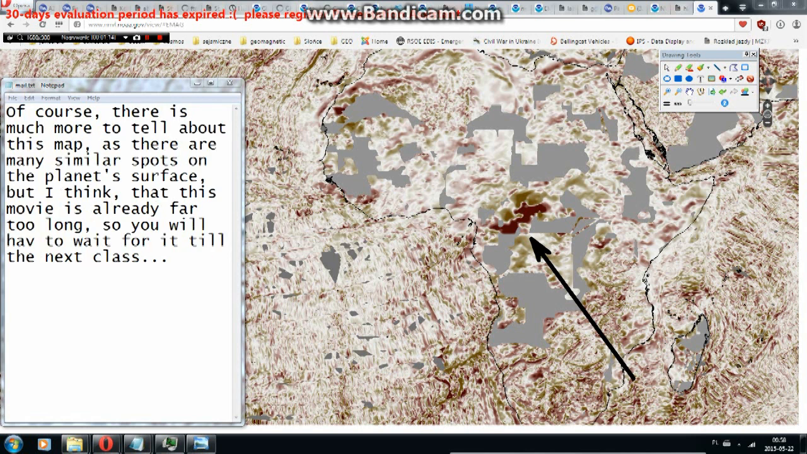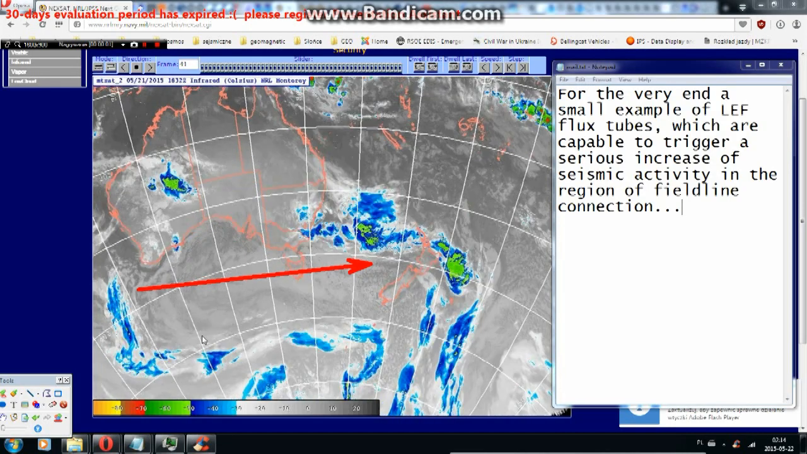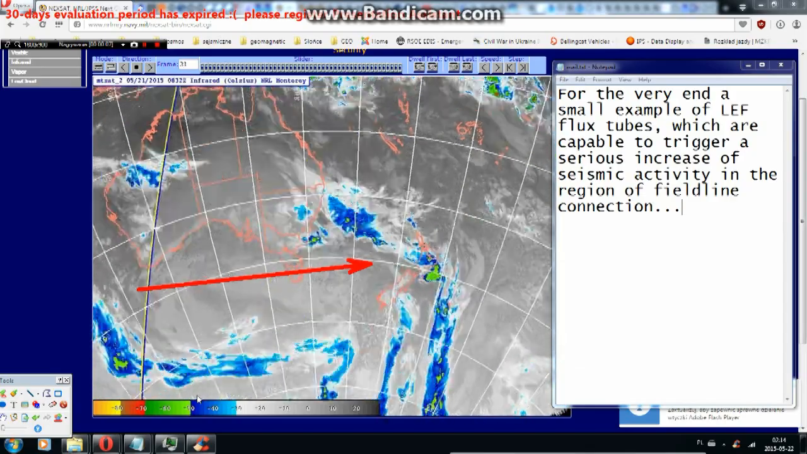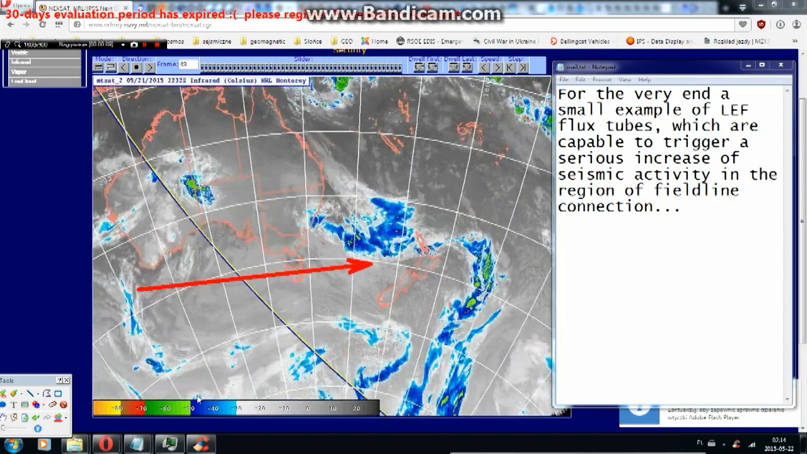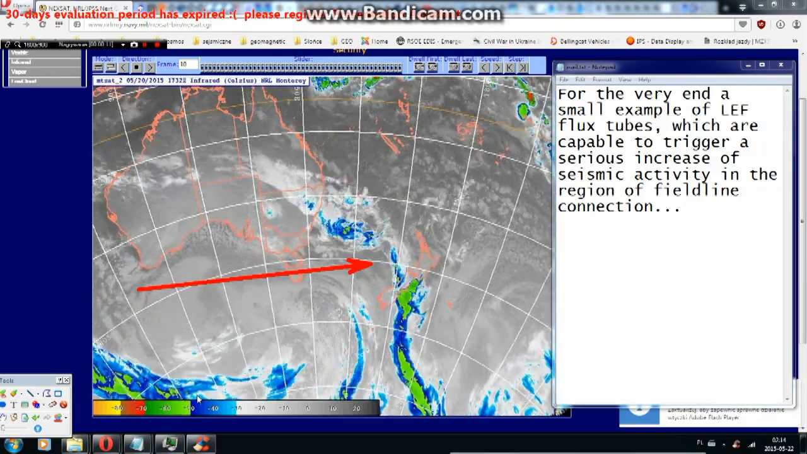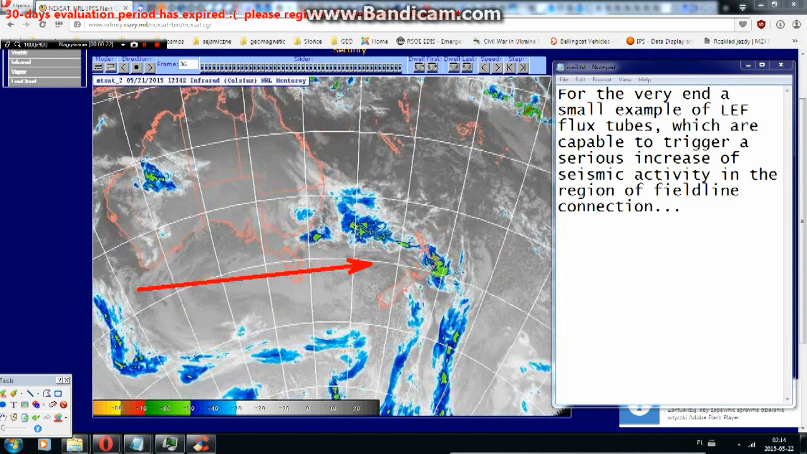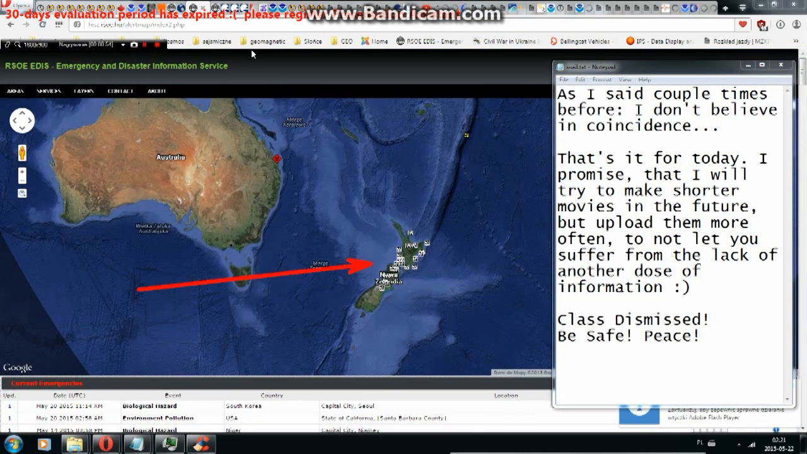Of course, there is much more to tell about this map, as there are many similar spots on the planet's surface, but I think that this movie is already far too long, so you will have to wait for it till the next class. For the very end, a small example of low energy field flux tubes, which are capable of triggering a serious increase of seismic activity in the region of field line connection. As I said a couple of times before, I don't believe in coincidence.